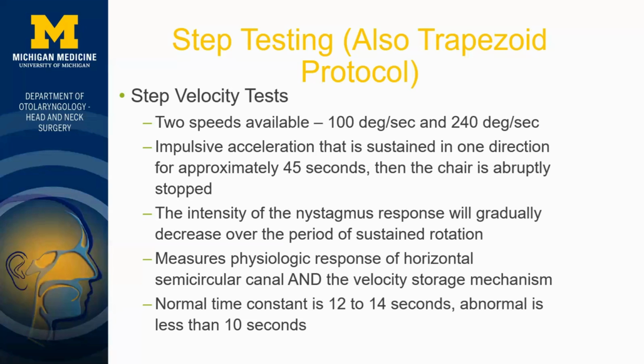So this is looking at velocity storage mechanism. And then you'll get a time constant. How long did it take for that nystagmus to diminish? A normal time constant is about 12 to 14 seconds. Abnormal is less than 10.